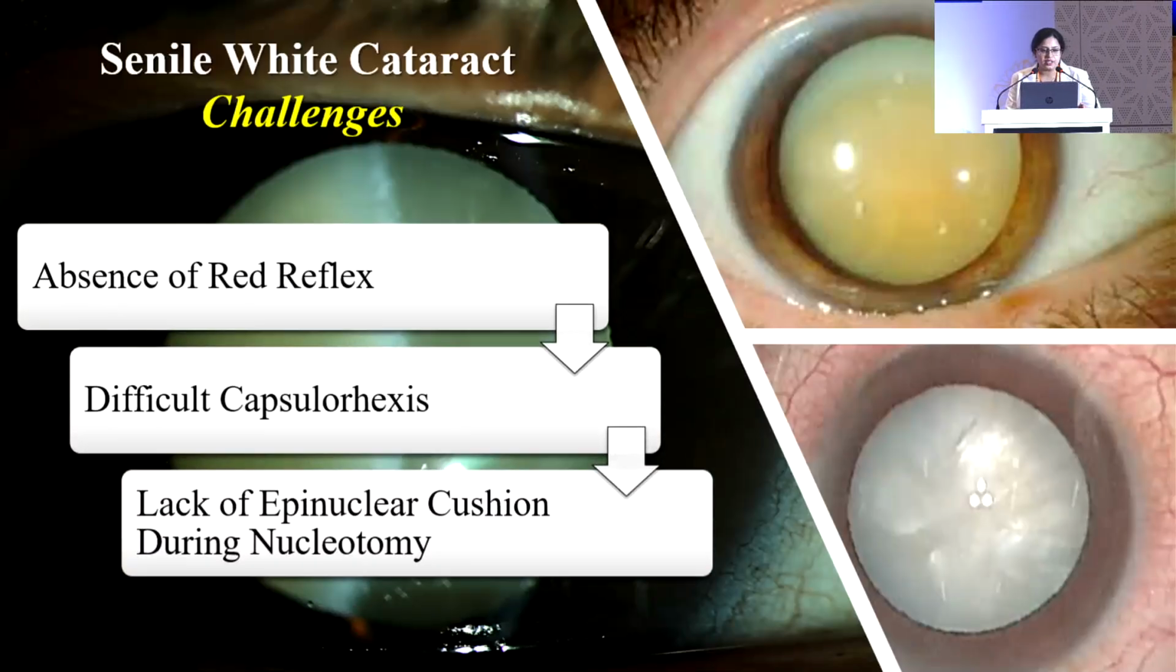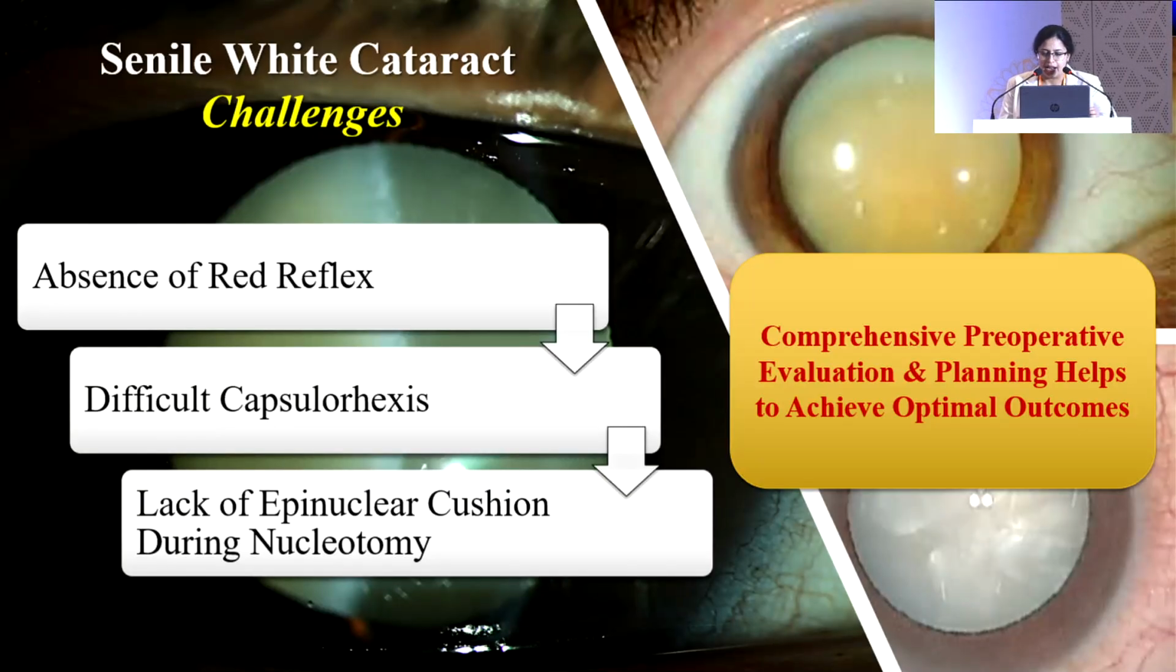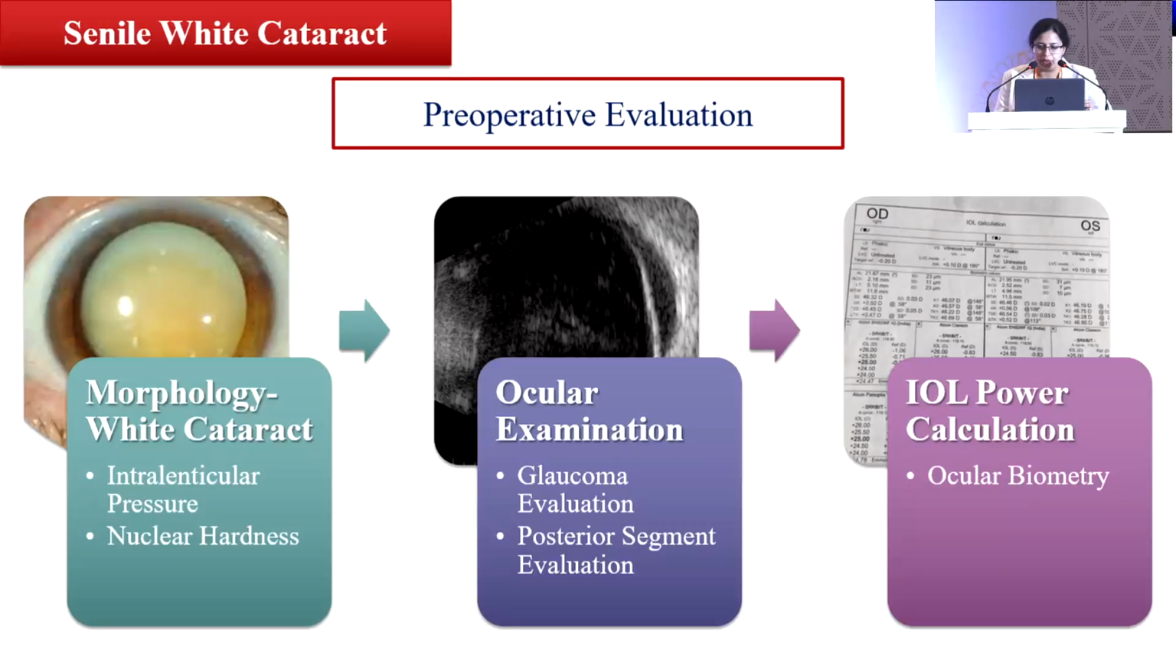So the challenges in a white cataract are the absence of a red reflex, difficult capsulorhexis, and lack of an epinuclear cushion during nucleotomy. We'll cover all of these aspects in our subsequent talks as well. And comprehensive preoperative evaluation and planning help to achieve optimal outcomes.